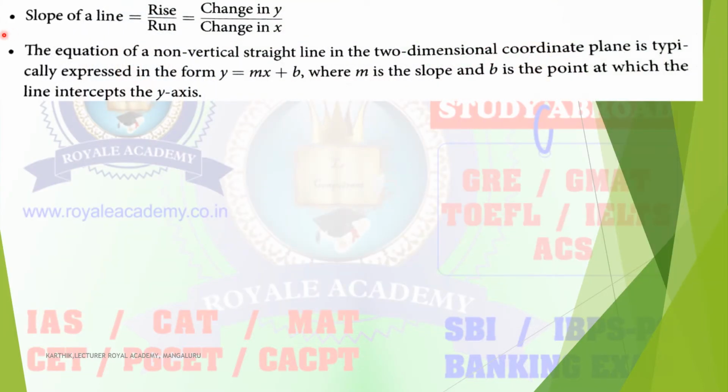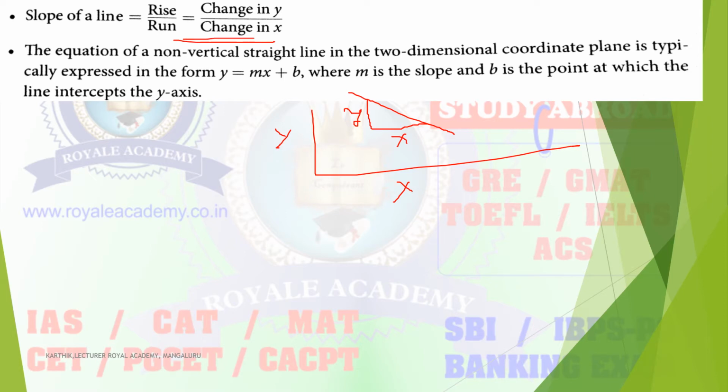So next, slope of the line. While solving a graph, you will get one slope. So this is the x-axis and this is the y-axis. You will get one graph like this, and in that you have to take a slope. So the slope is like this. While calculating slope, you have to use this formula: change in y over change in x. So that formula you have to use.